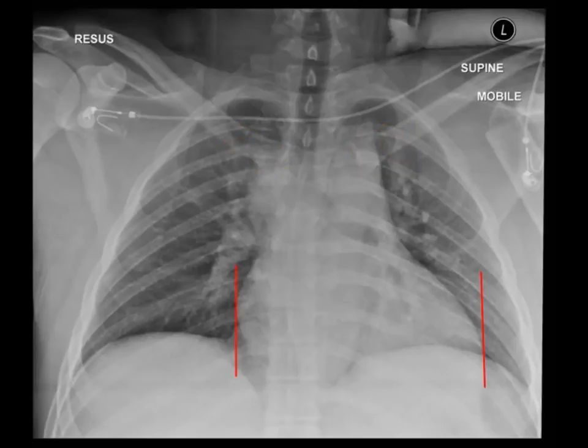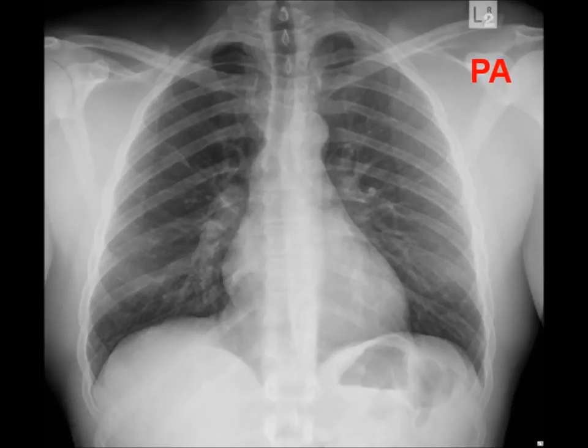Secondly, you want to know the position of the patient. Are they upright or lying? Again, hopefully this information is available. If not, in an upright patient you might see a fluid level in the stomach.